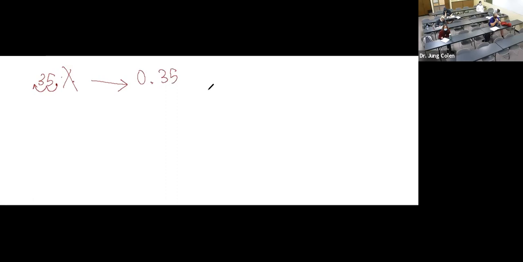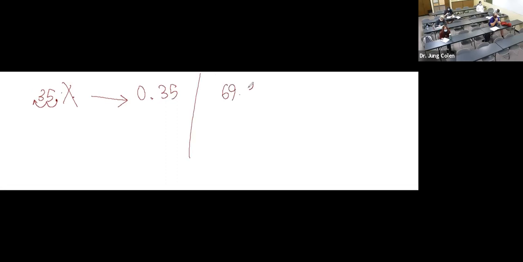Okay, tell me about B. 69.8% in decimal number. What do I do? Move that to the left by 2 places. So what do you get? And get rid of the percent.